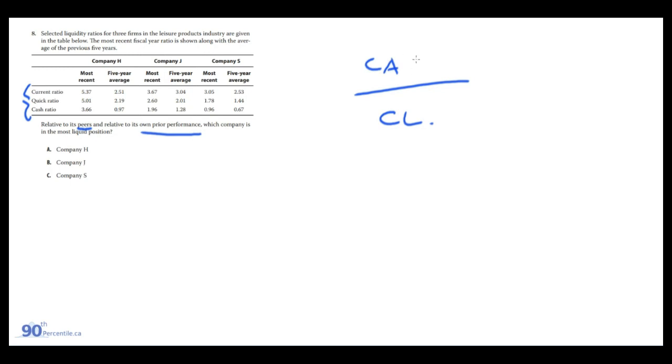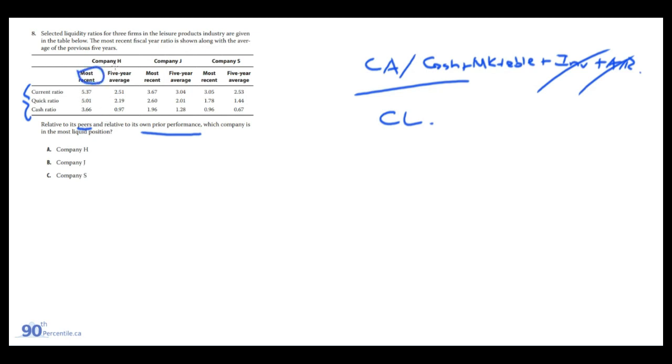Current ratio is total current assets. Quick ratio would be your cash plus marketable securities plus inventory plus AR. And then the cash ratio is going to take out the inventory and AR and just be cash and marketable securities. But anyway, whole point of this question, obviously the higher the ratio, the better, because it indicates a more liquid company. So the first thing we can do is just look at the peer analysis.